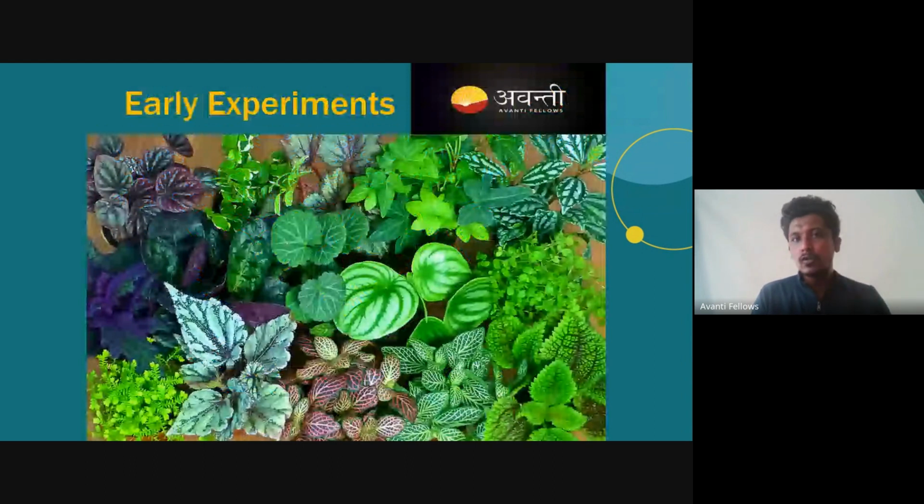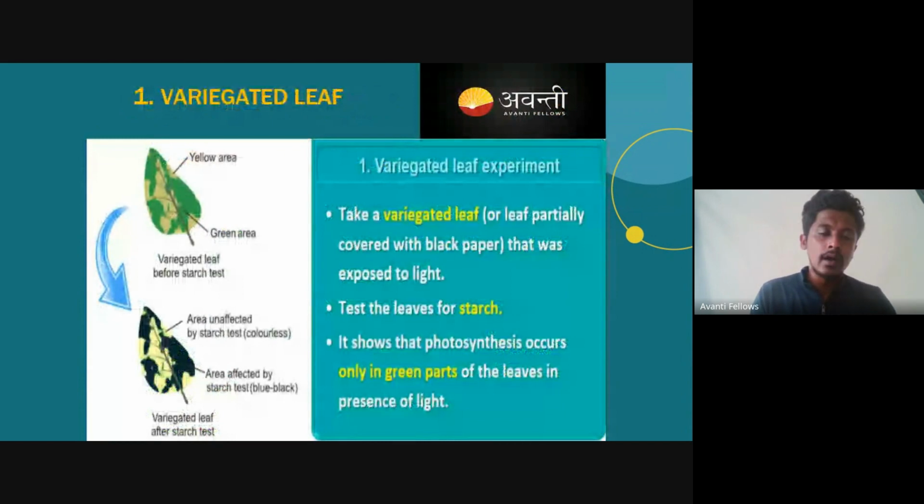Now, to understand photosynthesis, it was a long process and it had to be done through meticulous experimentation over the years. So it was not a one-step process. So let's understand the early experiments. In our textbooks, in our earlier classes, like fifth or sixth or seventh standard, we would have heard about the variegated leaf experiment. Maybe the name confuses you, but the concept is very simple.